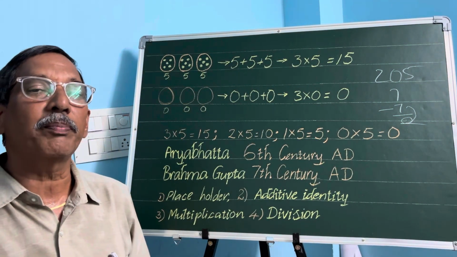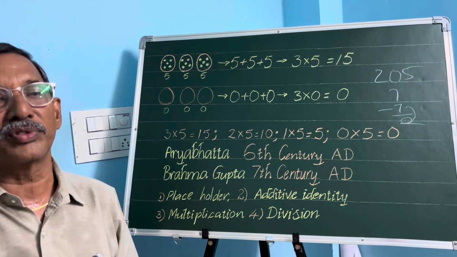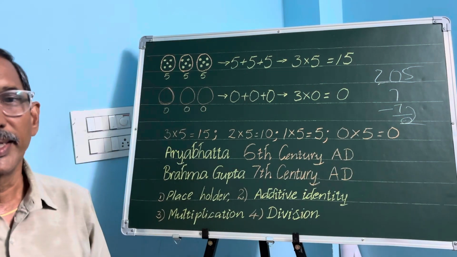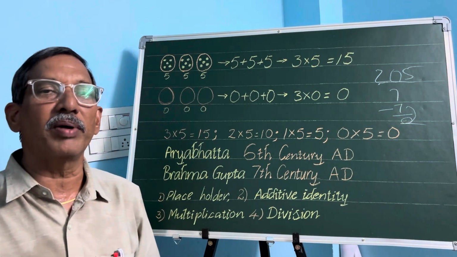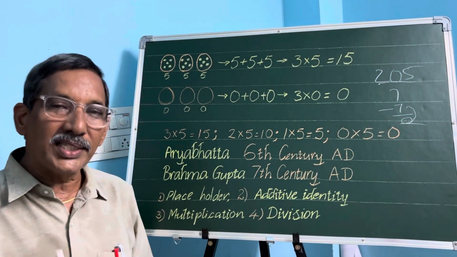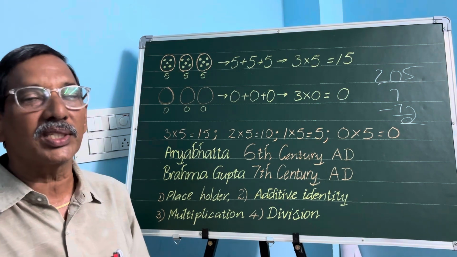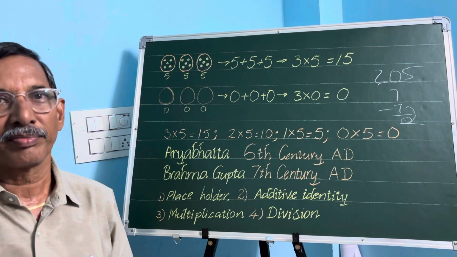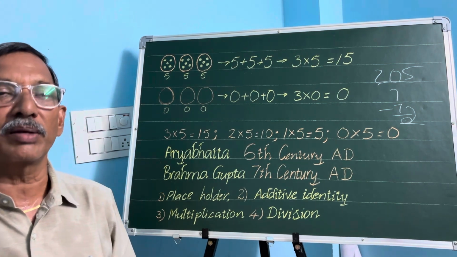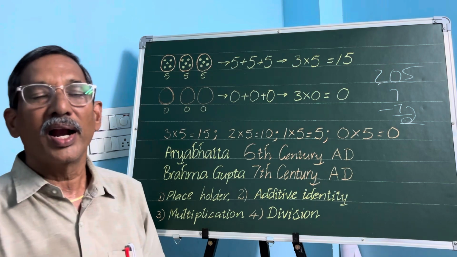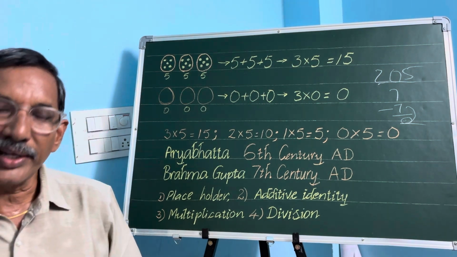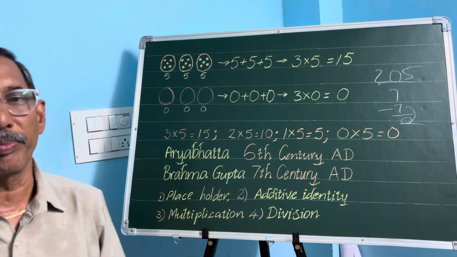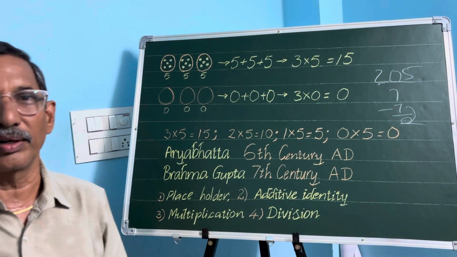So the important uses of 0 in mathematics: it is a placeholder like this. It is an additive identity. When a number is added to 0, it gives the same number. That is the identity property in addition. 0 plus 7 is 7. 7 plus 0 is 7. 100 plus 0 is 100. 0 plus 100 is again 100. This is the additive identity of 0.